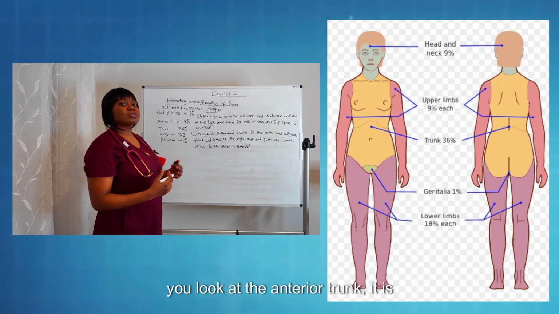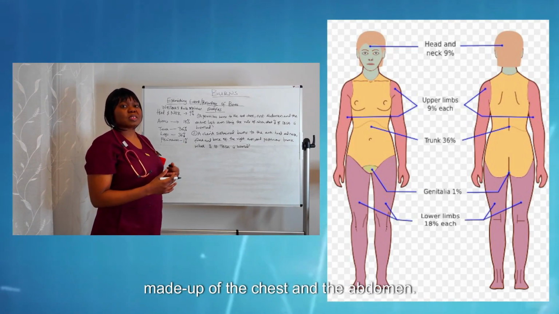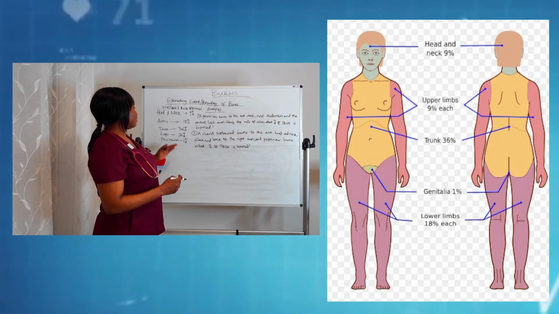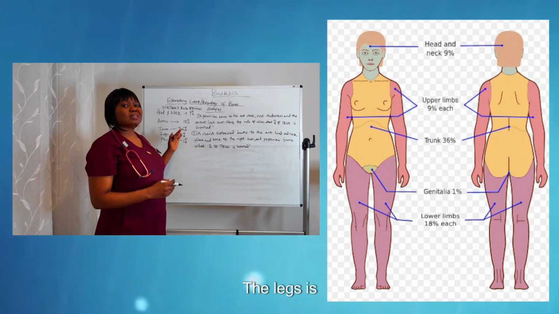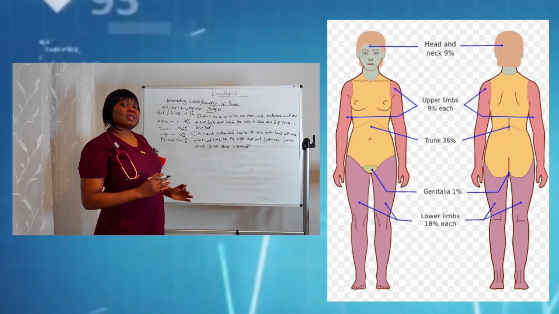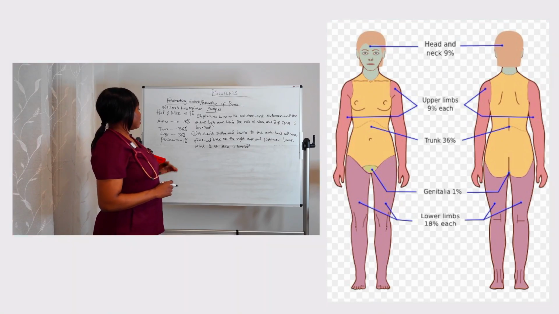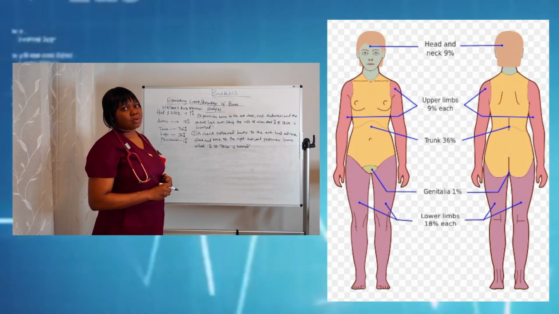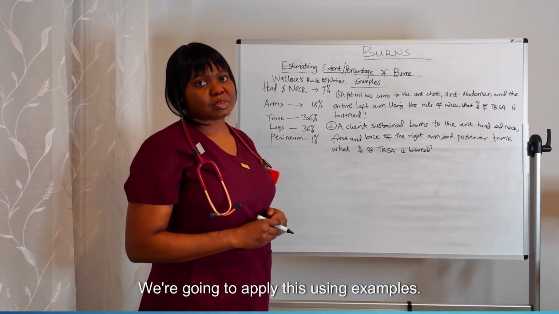And if we look at the anterior trunk, it is made up of the chest and the abdomen. It means each will be 9%. We have the legs. The legs is 36%, meaning each leg is 18%. And finally, we have the perineum. We're going to apply this using examples.